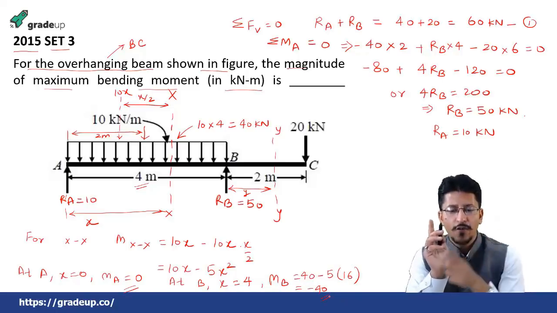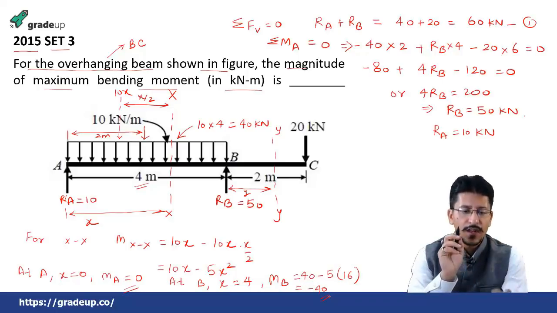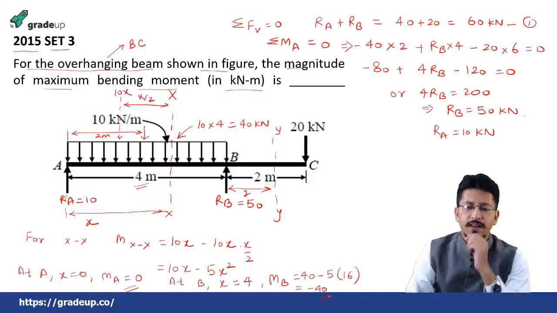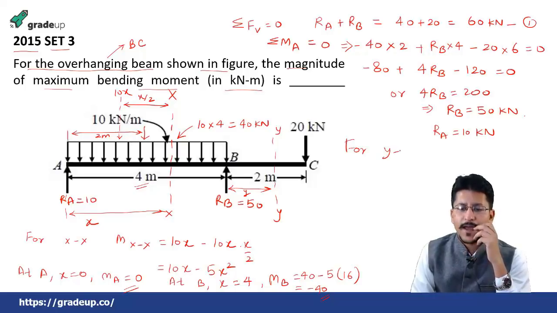Now you cannot go beyond this because we are considering only this section XX. The other one we will consider for y. So for the section YY, what will we have?